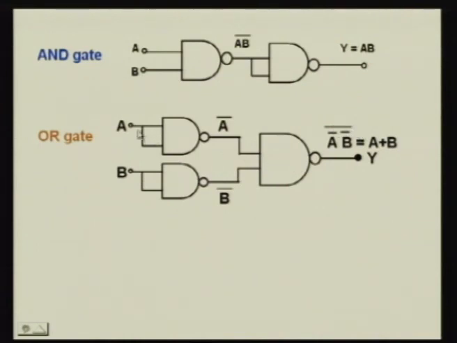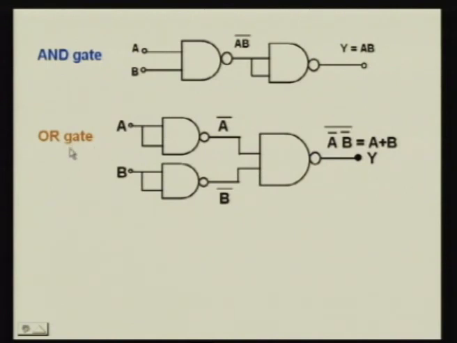So we give A and B as input to inverters, and we will get A bar, B bar. We use A bar, B bar as the input, and at the output we get the complement of A bar, B bar, which on simplification gives A plus B. So this is very easy for the OR gate.